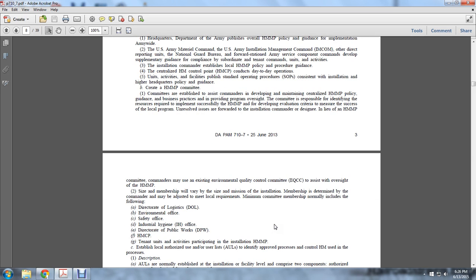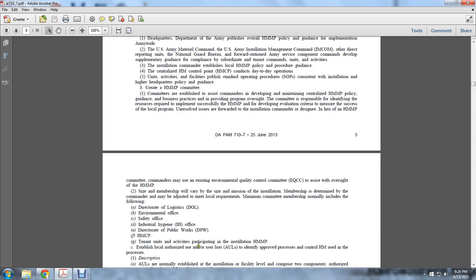Commanders may use any existing environmental quality control committee to assist with oversight of the Hazardous Material Management Program. Membership size will vary with the size of the mission. Installation membership is determined by the commander and may be adjusted to local requirements. The membership normally includes the director of logistics (DOL), environmental office, safety office, industrial hygiene office, director of public works, the materiel control program, and tenant units and activities participating in the installation hazardous material management program.